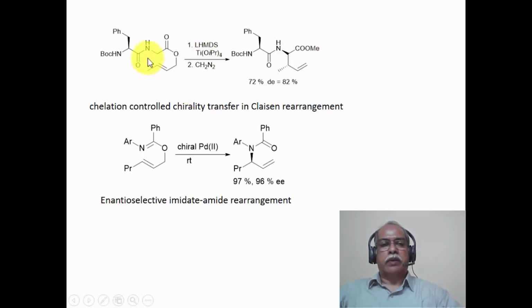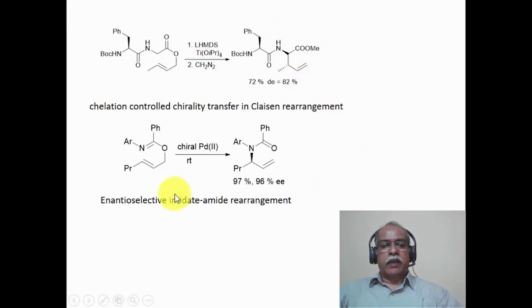So this is an example. This oxygen here in the form of an enol and this oxygen here in the form of an amide is undergoing a chelation with the titanium. Titanium is acting as a metal template essentially to trigger this reaction to go in a diastereoselective manner in this particular case.